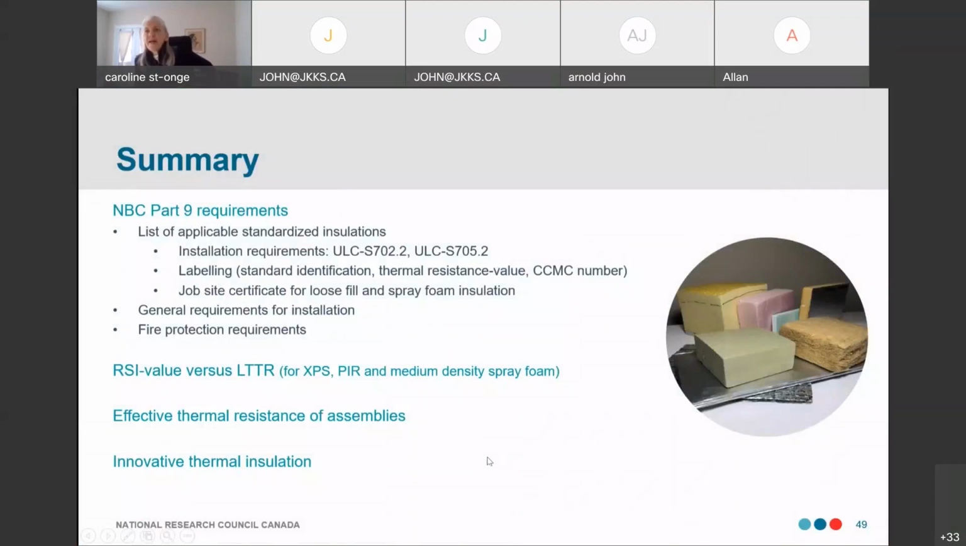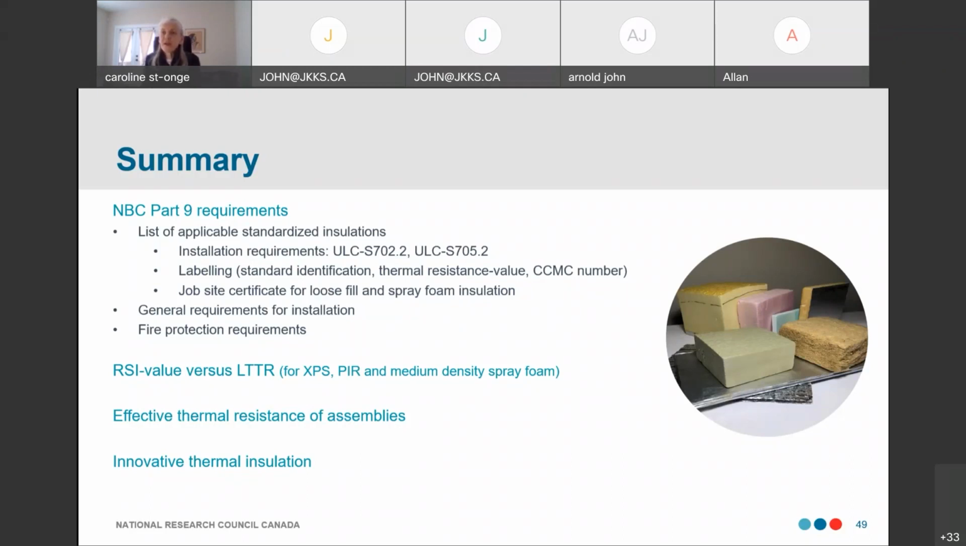So at the end, I just want to summarize a few things that we discussed. The National Building Code Part 9 includes a list of applicable standardized insulation. There are two insulations that refer to installation insulation, which are CAN/ULC S702 for mineral fiber insulation and S705.2 for spray-applied polyurethane foam. I brought your attention to the labeling because it's important to see if the product has been evaluated in compliance with the standard.